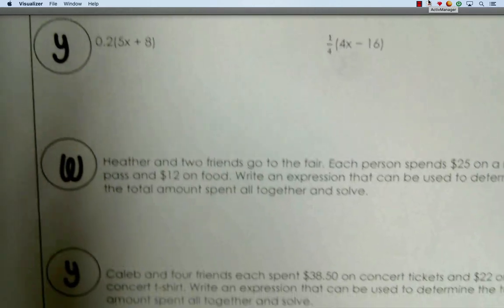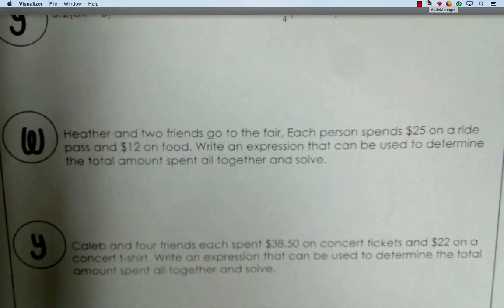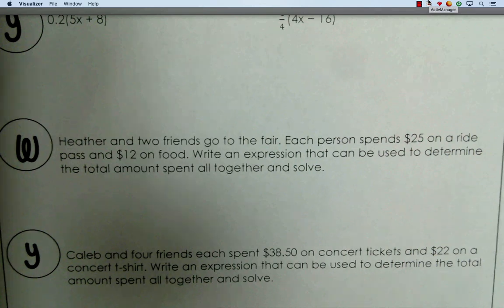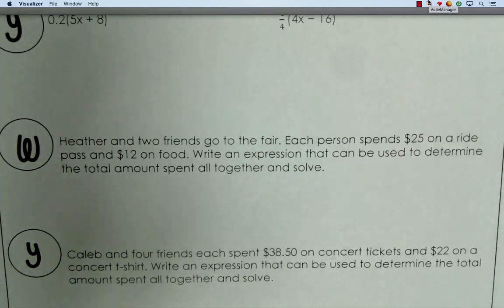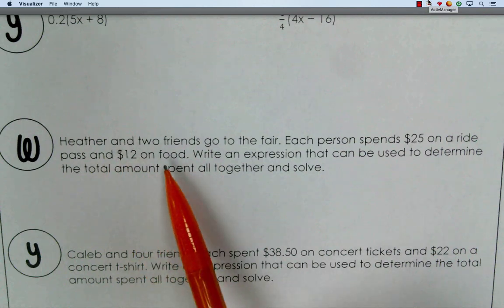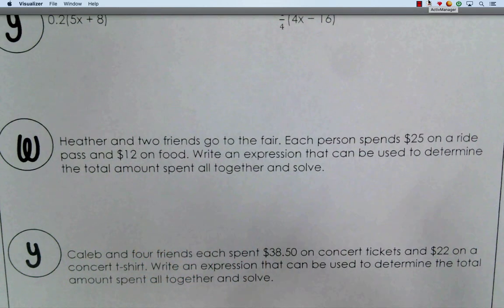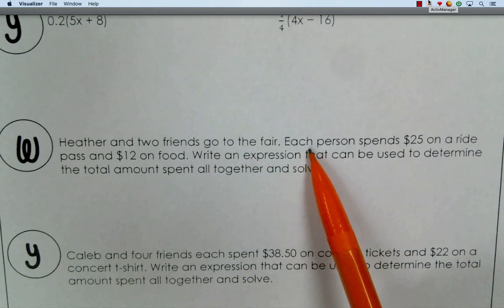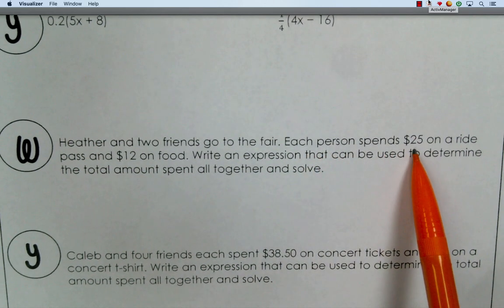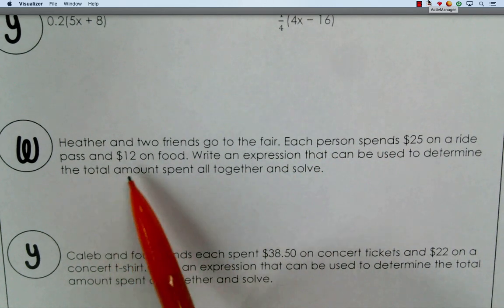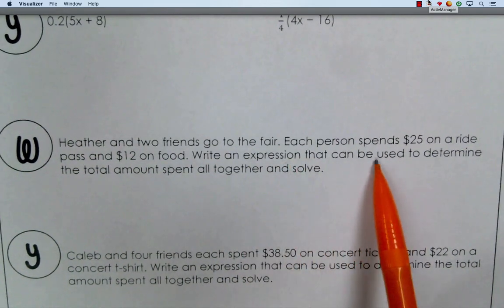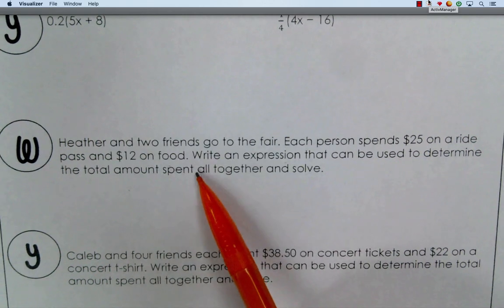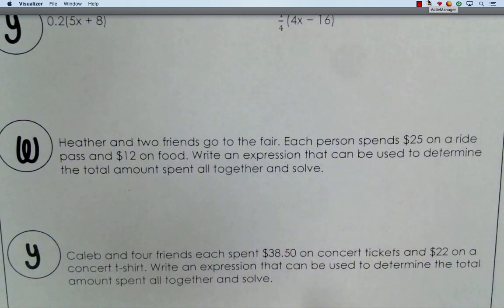Okay. So we're going to kind of be putting some of this together using our properties and what we know about writing expressions. So Heather and 2 friends go to the fair. First of all, how many people is that? Yeah, 3. So remember that. Each person spends $25 on a ride pass and $12 on food. Write an expression that can be used to determine the total amount spent altogether and solve.